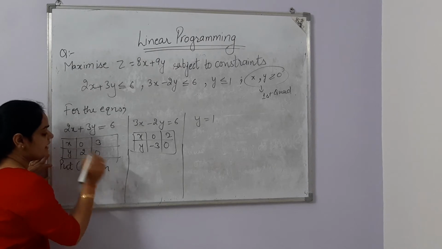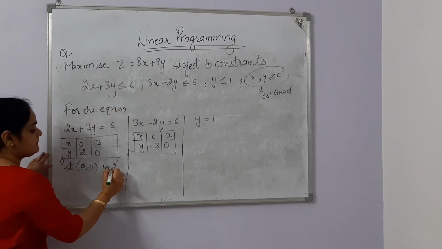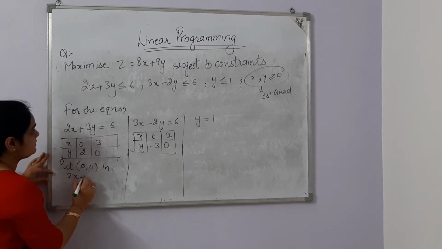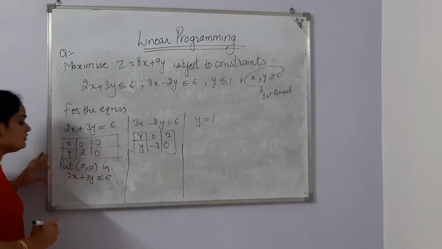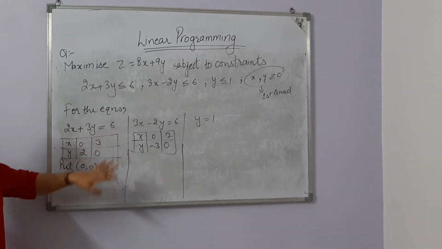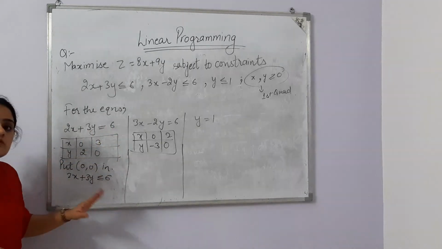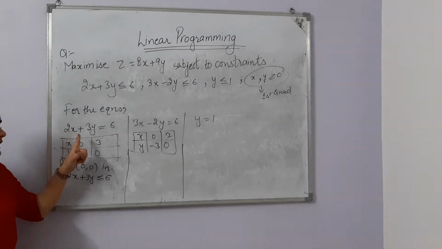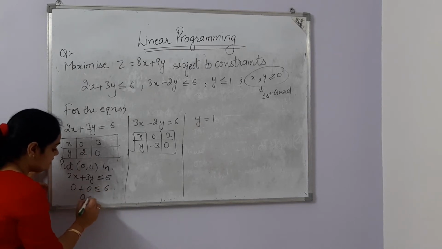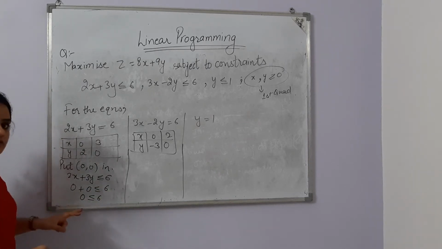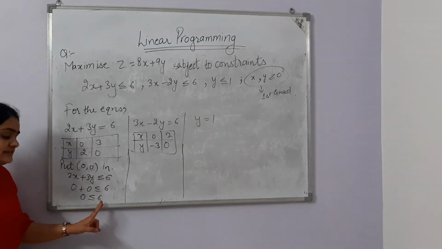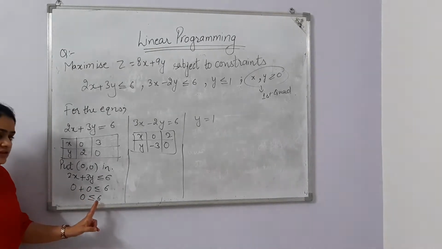Put 0, 0 in the inequality 2x plus 3y less than or equal to 6. You have to substitute the point in the inequation only, not in the equation. So take that point which is not lying on the line. 0 plus 0 is less than or equal to 6, so 0 is less than 6. There are two conditions, either less than or equal to, and at one time only one condition can be satisfied. So 0 is less than 6. Yes, it is true; 0 is not equal to 6.